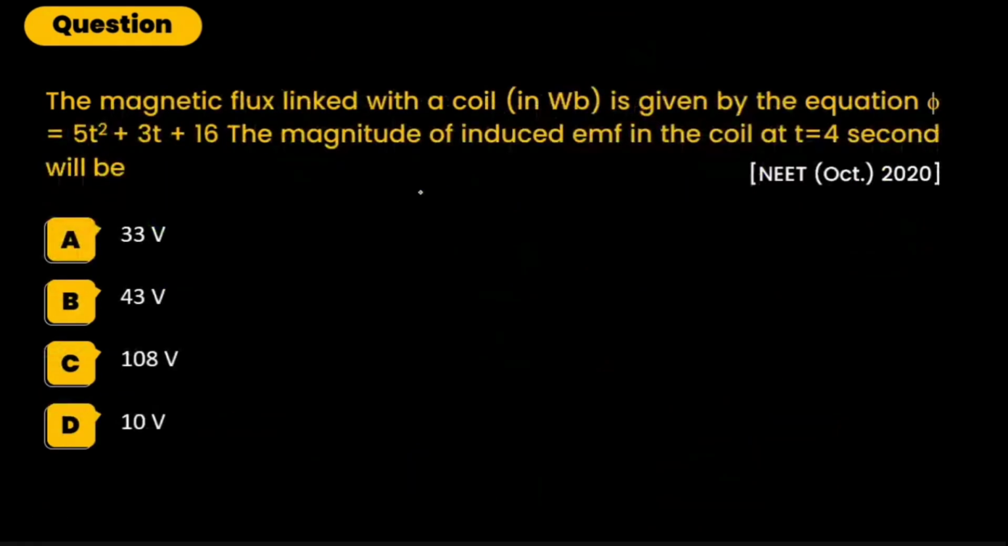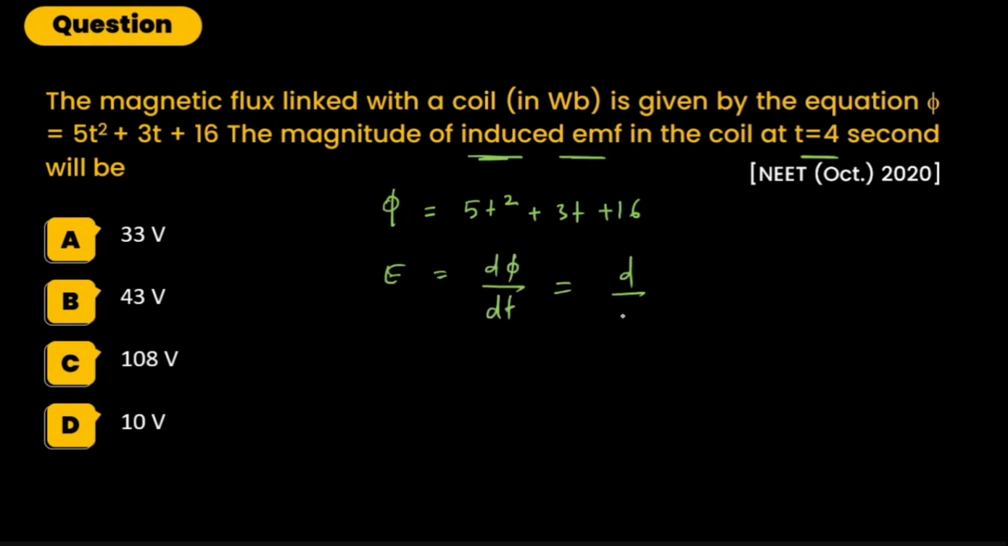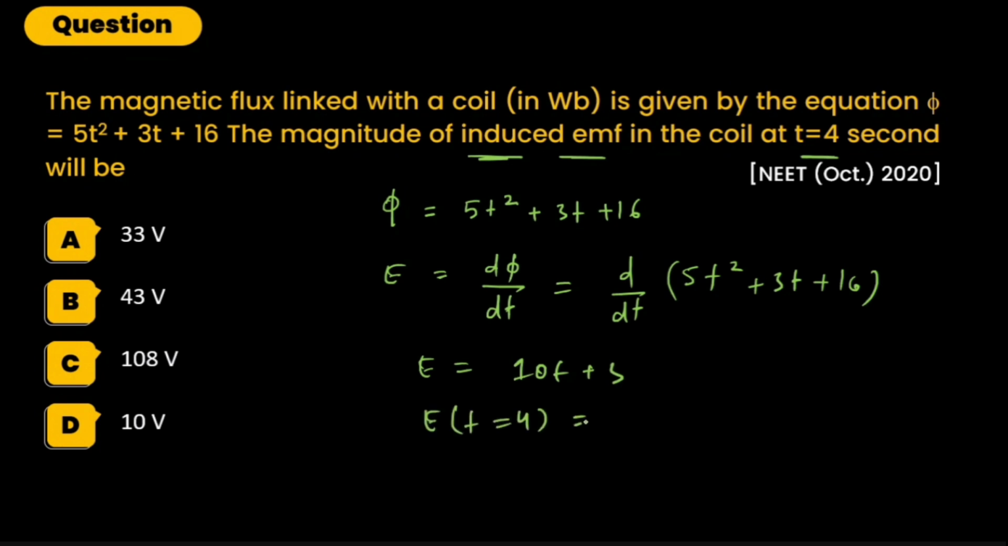So we have another question. The question says phi is nothing but 5t square plus 3t plus 16. The question says what is the magnitude of induced EMF at t equals 4 seconds. You just know EMF is nothing but d phi by dt. So if I differentiate this equation and substitute the value of time as 4, I'll get the EMF. What is the derivative of this equation? 10t plus 3. If I substitute the value of t as 4, what am I going to get? 43. So B, 43. That is how you're supposed to solve this.